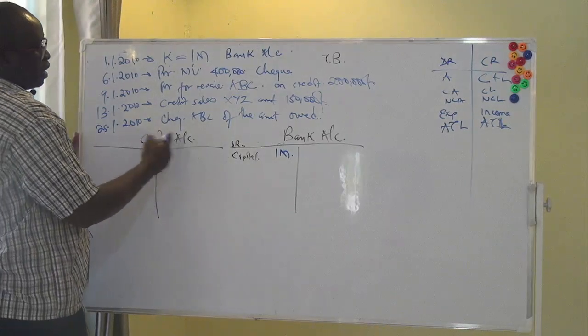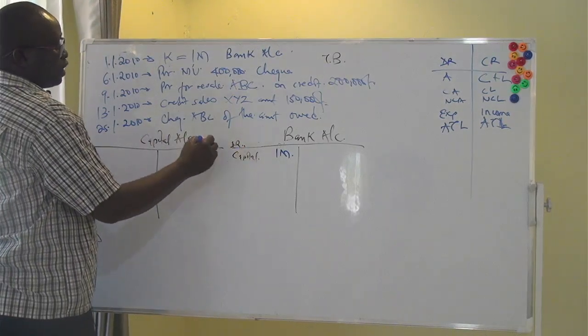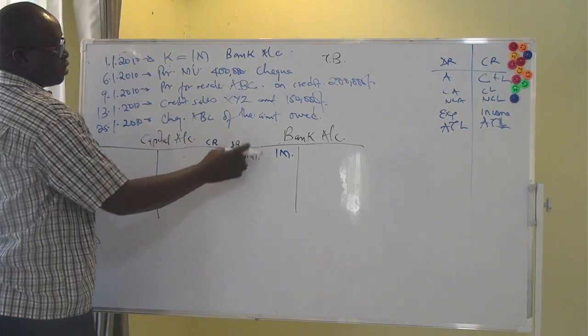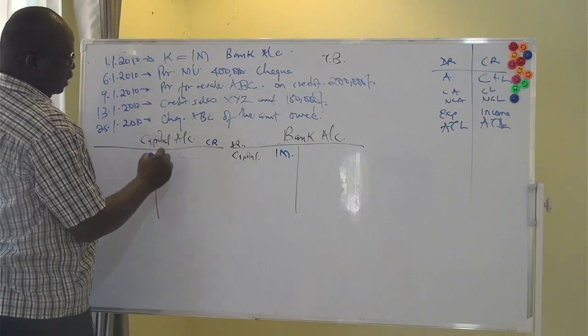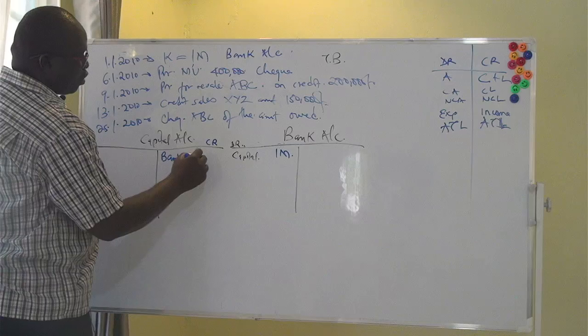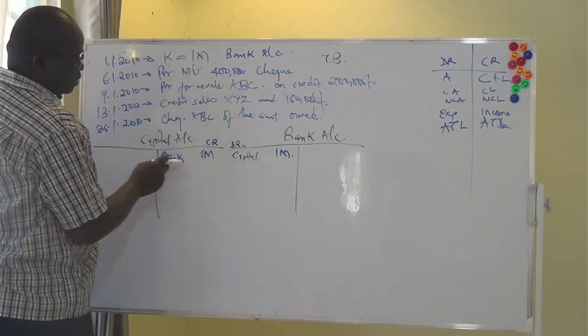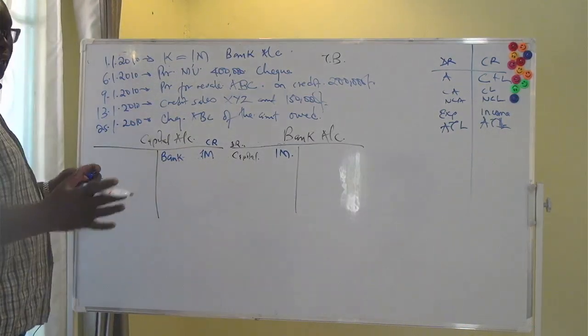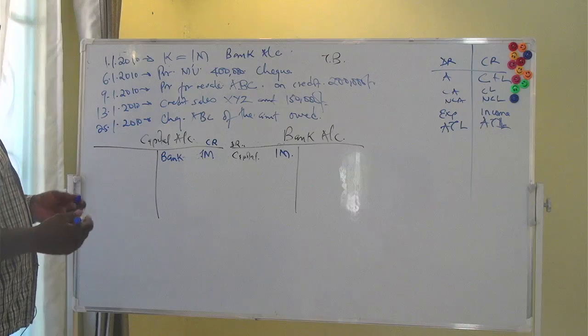On the capital account, to satisfy the double entry concept, our capital is increasing, so we credit it. We debit the bank and credit the capital account with 1 million shillings, and this is right in the bank. So that satisfies the double entry concept.